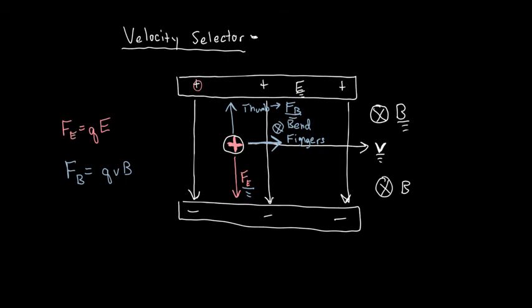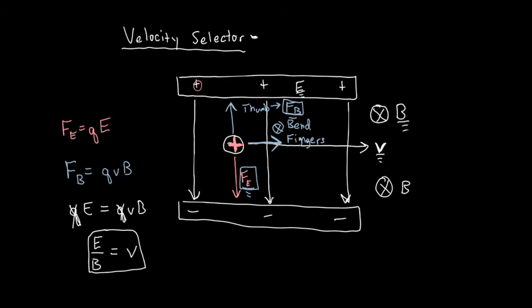So if I want this to pass through undeflected, then I want the FB to be equal and opposite to the FE. So if I do that, I can set them equal to each other. QE has to be equal to QVB. I can notice I have the same Q. Q doesn't matter. It doesn't matter what charge I have. So to pass a particle through undeflected, I can find that the velocity I need is equal to the electric field, however big that is, divided by the magnetic field. This allows me to control how charges move inside of electricity and magnetism. It's very, very useful for all aspects of physics.